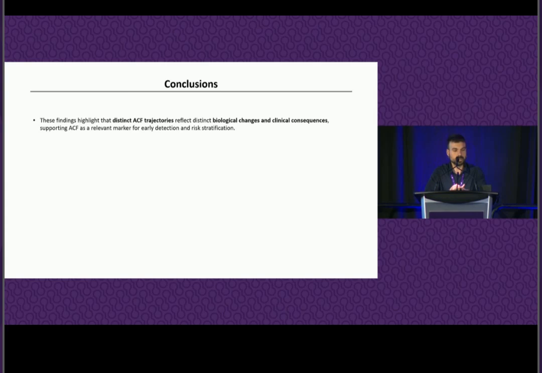In conclusion, these findings highlight that distinct ACF trajectories reflect distinct biological changes and distinct clinical consequences, supporting the awareness of cognitive function as a relevant marker for early detection and risk stratification.